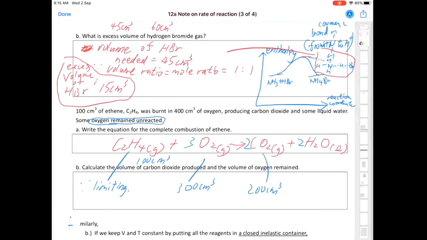And finally, you just need one more step to calculate the volume of oxygen remaining. Originally, given that there are 400 cm cube, and now 300 cm cube is used, so 100 of it is left behind. And that is the whole idea.